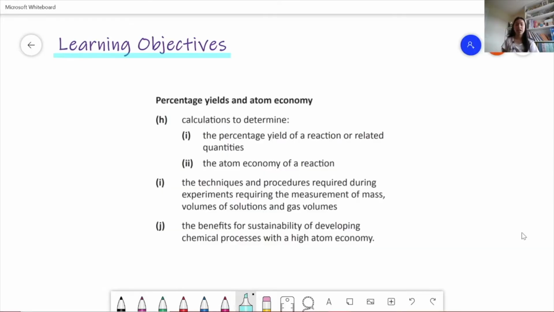Here are today's learning objectives. The first is to look at calculations to determine the percentage yield of a reaction or related quantities, and also the atom economy of a reaction. We're then going to look at the techniques and procedures required during experiments requiring the measurement of mass, volumes of solutions and gas volumes, and also the benefits for sustainability of developing chemical processes with a high atom economy.